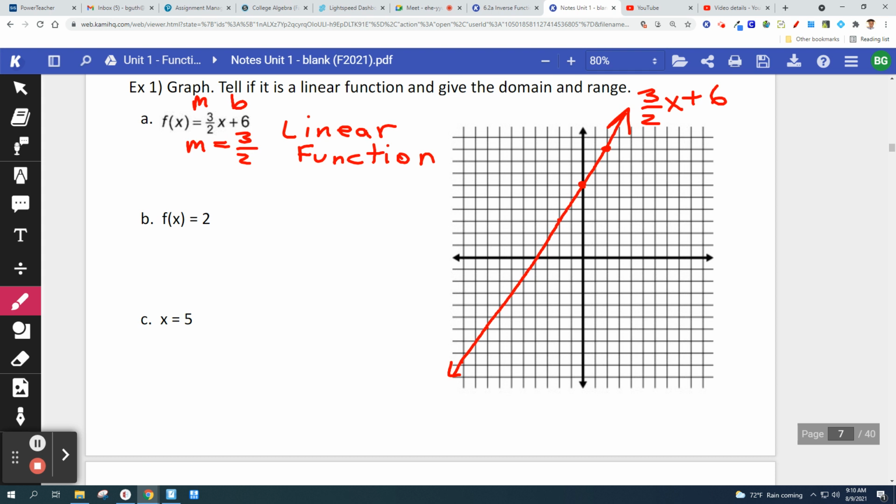Give the domain and the range. Well, that arrow extends on forever and ever to the left and to the right, up and down. Everything's going to get covered. Squash it on the x, all the x's are covered. Squash it on the y, all the y's are covered. So the domain is going to be all real numbers from negative infinity to positive infinity, and so is the range. Same thing.